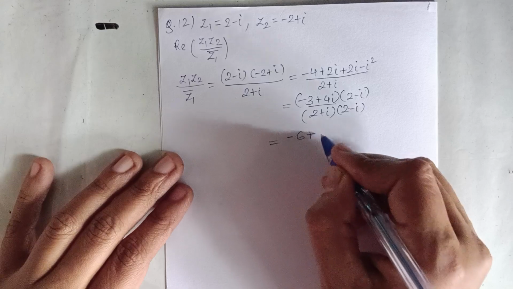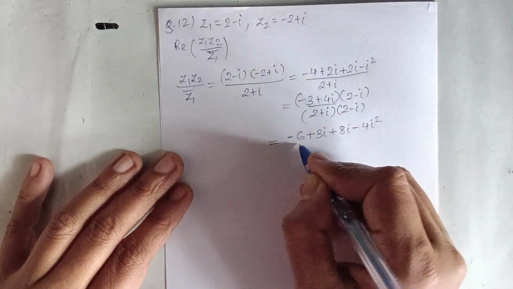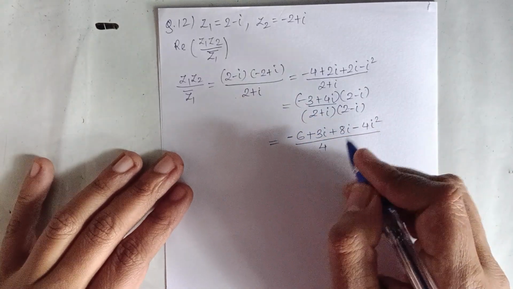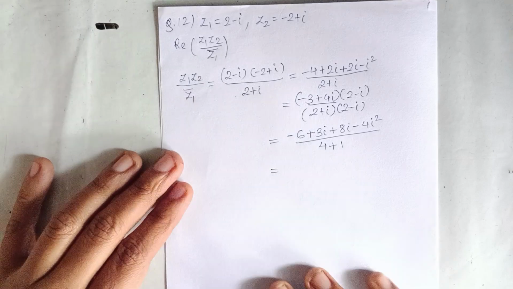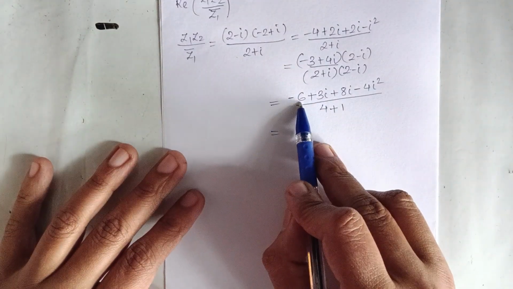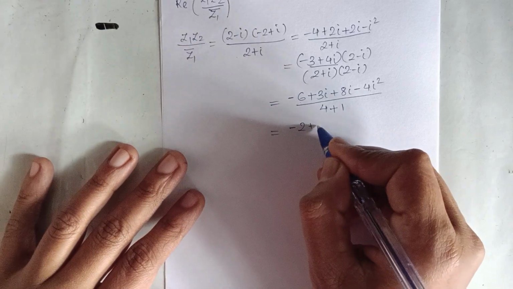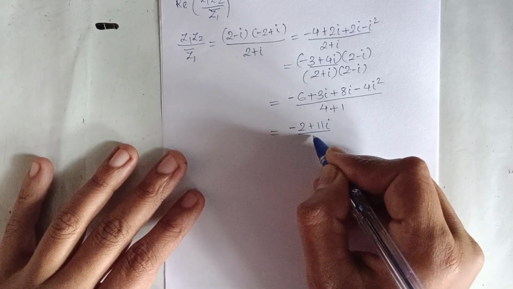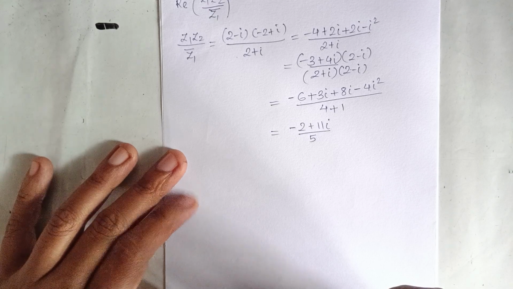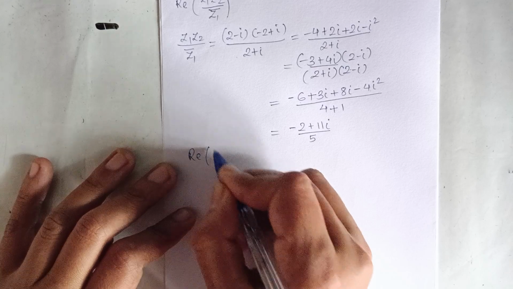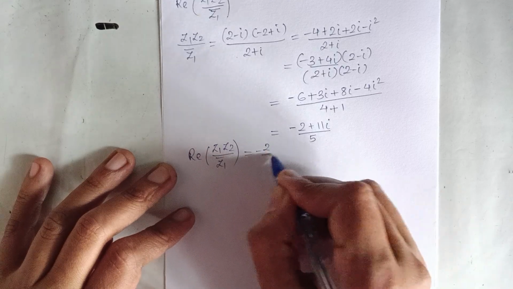6, 3i, 4, plus 1, minus 6 plus 4 minus 2, 11i upon 5. Okay, so the real part of Z1 Z2 upon Z1 bar is minus 2 by 5.